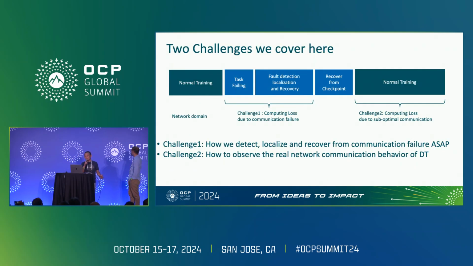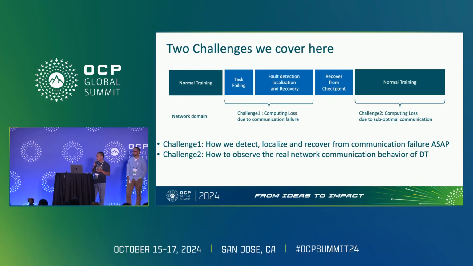At Alibaba, logically, we can divide the distributed training into several stages: the normal training stage, the task failure stage due to any reason, the fault detection, localization, and recovery stage, as well as the recovery from the checkpoint stage. So it is easy to see that reducing the time from the fault detection to recovery and enhancing the communication efficiency during normal training both can directly increase the effective training time.